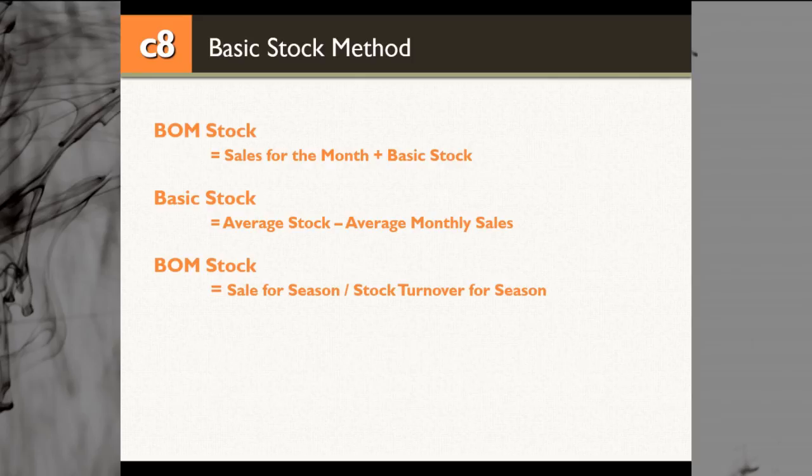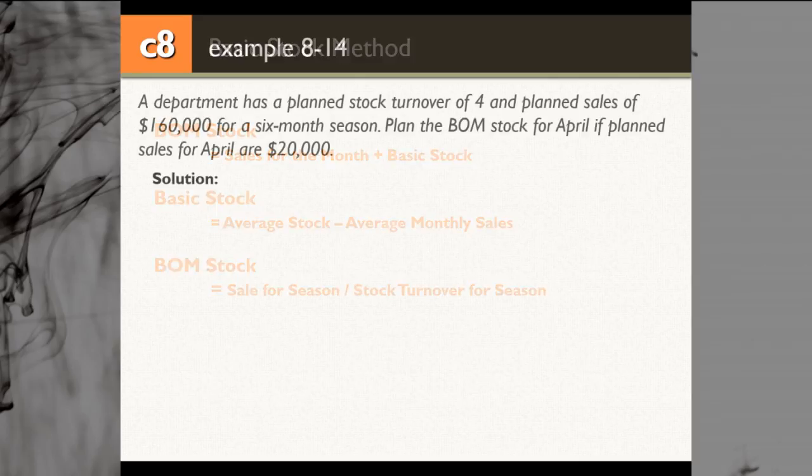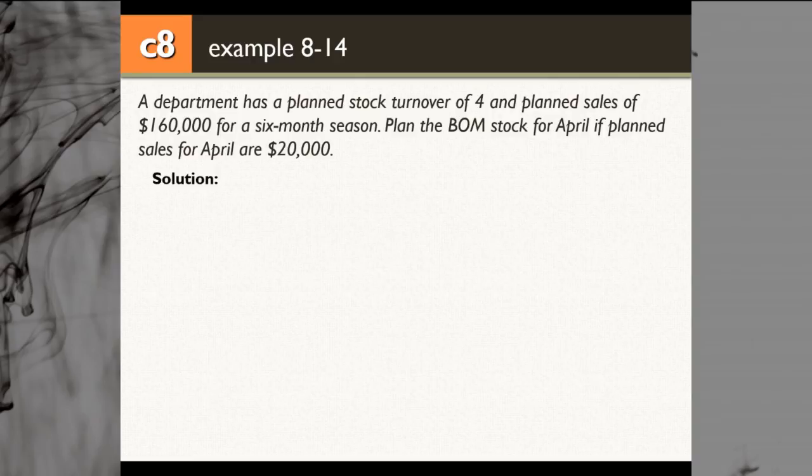If you look at an example, it's going to be easier to understand. Let's look at the second example here. A department has a planned stock turnover of 4 and planned sales of 160,000 for a 6-month season. Plan the BOM stock for April if planned sales for April are 20,000.